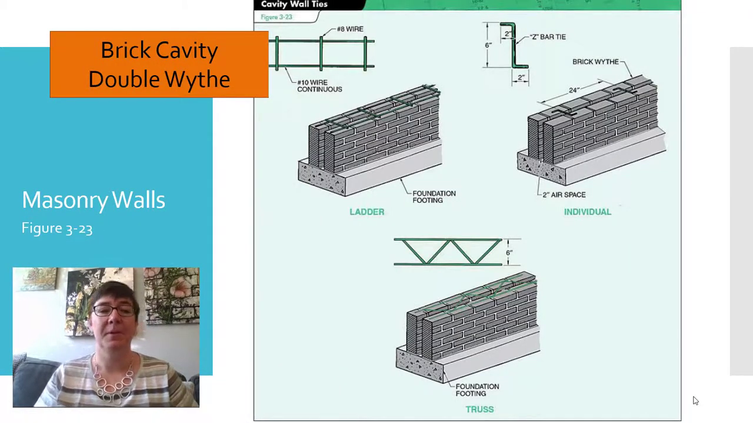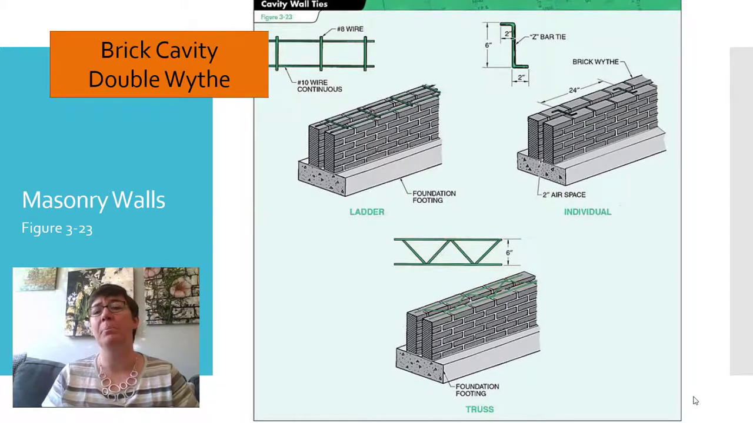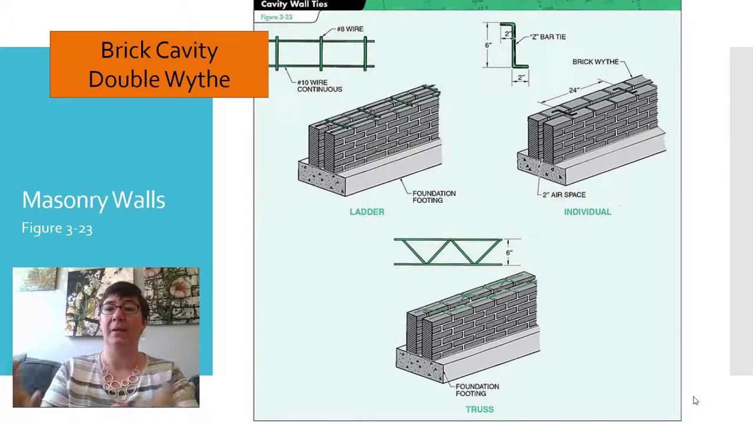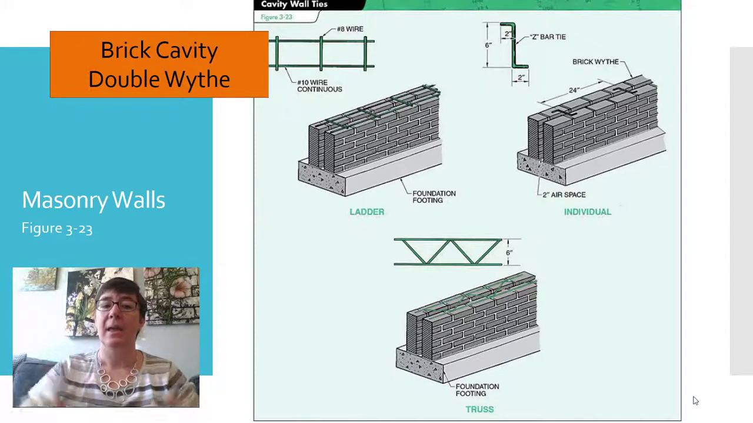Here's an example from your text of a brick cavity wall. Now, kind of by definition, all brick cavity walls are double withe. Okay, they have 2 layers and a cavity in the middle. The cavity is also called an air gap. So the difference in these 3 pictures is the way that the withes are tied together. You want to tie them together every couple of courses by laying either, in these examples, a ladder, a truss, or individual ties.